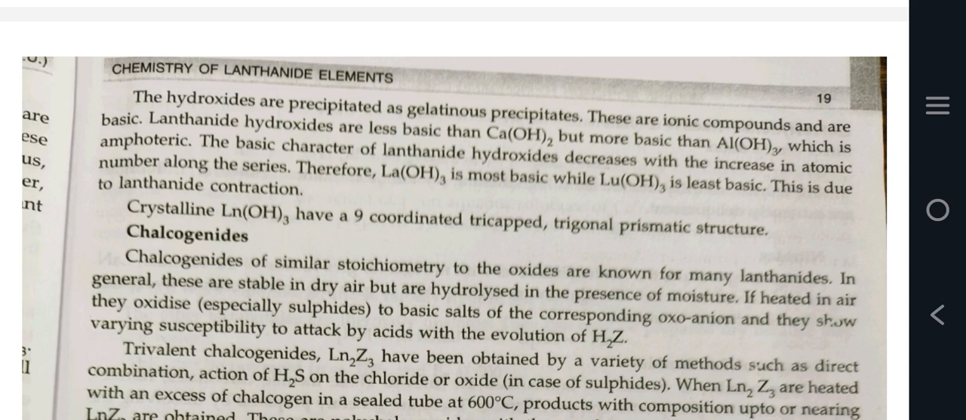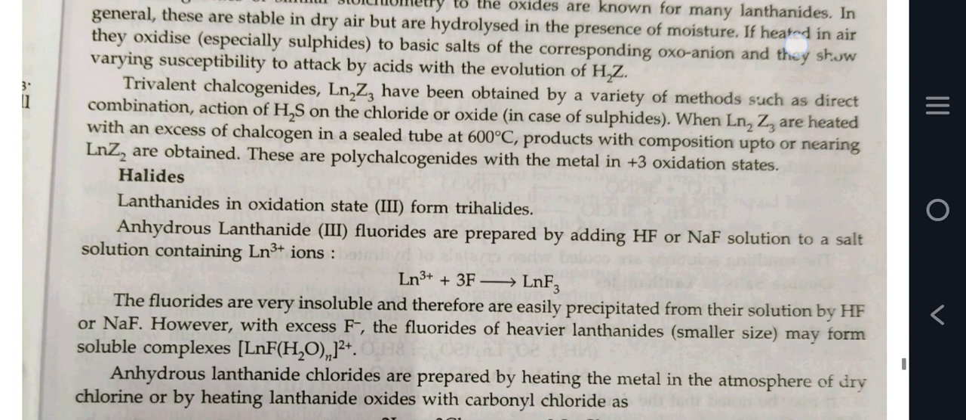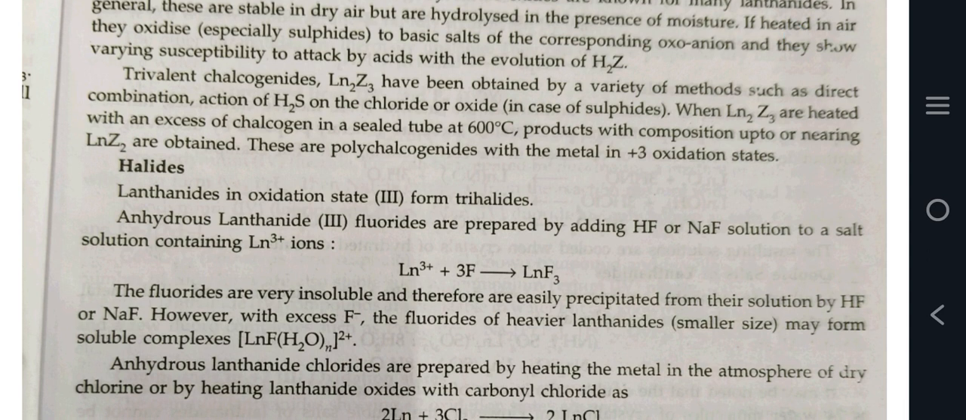Trivalent chalcogenides Ln2Z3 have been obtained by a variety of methods such as direct combination, or the action of H2S on the chloride or oxide. In the case of sulfides, when Ln2Z3 are heated with an excess of chalcogen in a sealed tube at 600 degrees Celsius, products with composition up to or nearing LnZ2 are obtained. These are polychalcogenides with the metal in +3 oxidation state.